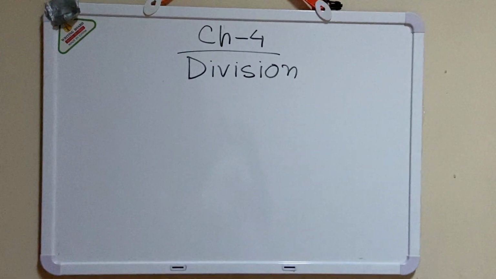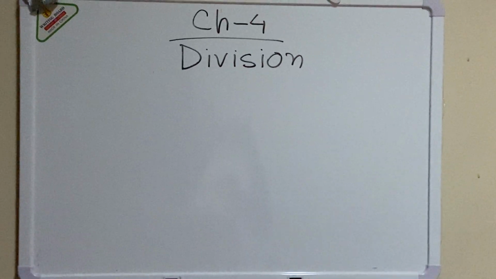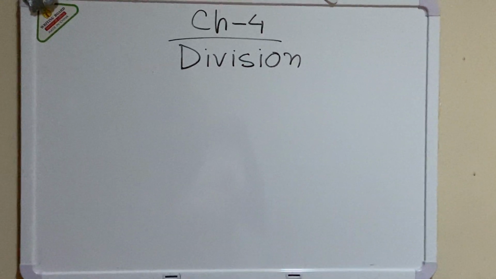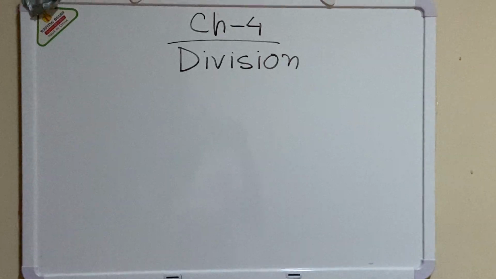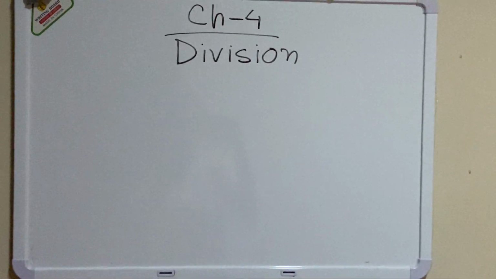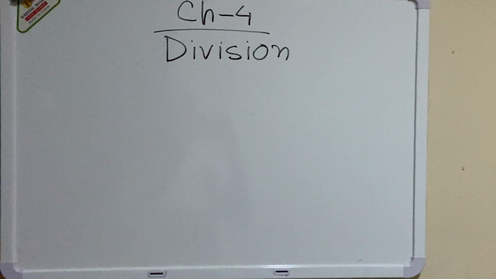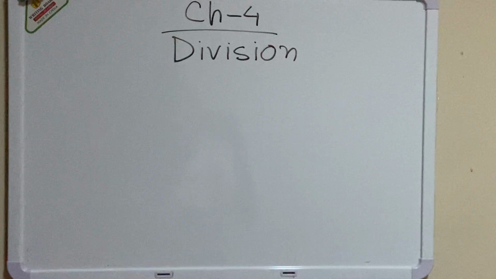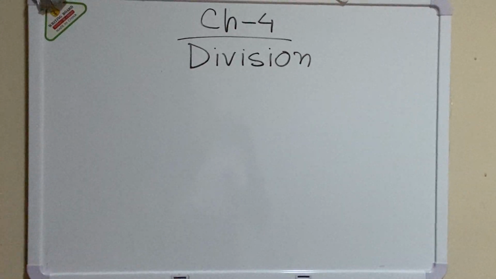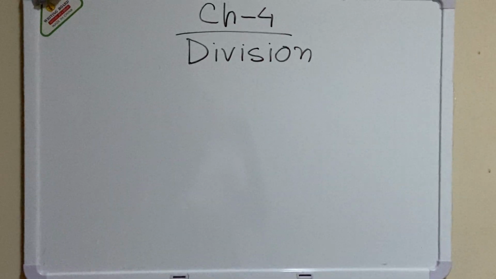Dear student, I will now start today the chapter 4, division. Already you know how to do the division, but in the starting to the division system, I will show you a format where you can see where the divisor, dividend, quotient and remainder are allocated.